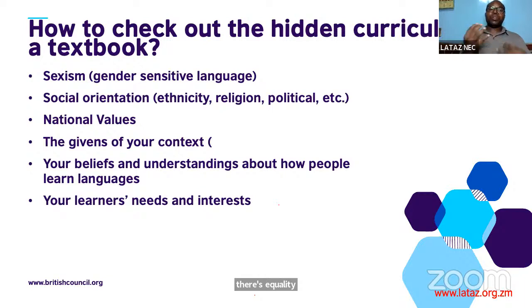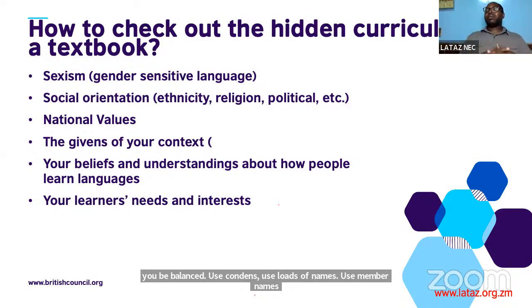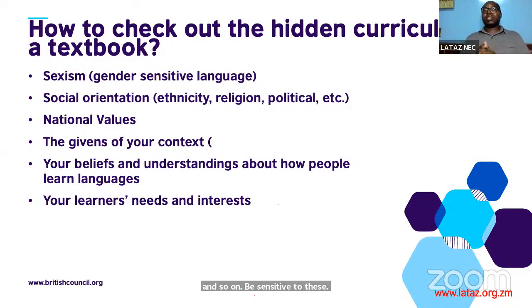Social orientation, how you portray. Even if you are Tonga, you don't use only Tonga names as the example in your examples and activities, but be balanced. Use Kaonde names, use Lozi names, use Bemba names, and so on. Be sensitive to these. When you are giving examples or passages on religion, don't be too biased toward Christianity alone. Just know that these materials will be used by learners who are Buddhists, who are Muslims, and so on.